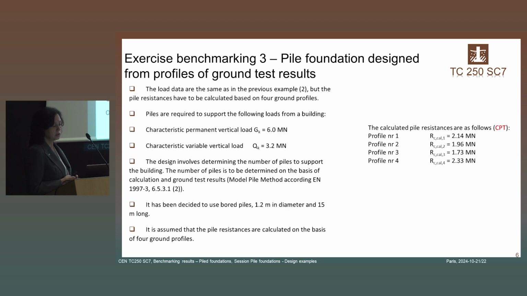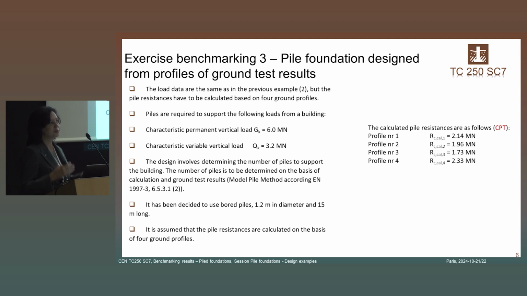So for the second exercise, the pile foundation design from profiles of ground test results, here we had 4 profiles of ground test results. And I put it here in red that we assume that there are CPT values, but we didn't mention it. So this was my mistake. And I think both members of TG B2 who originally did this example and myself thought that CPT would be the obvious way to do it.